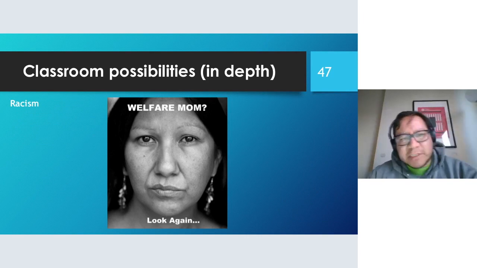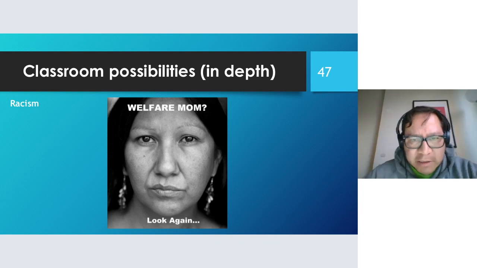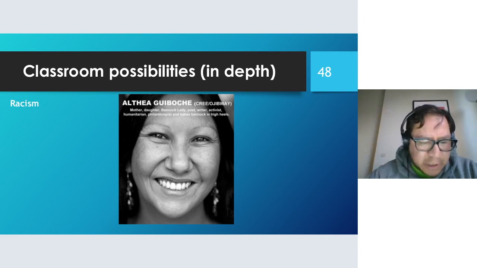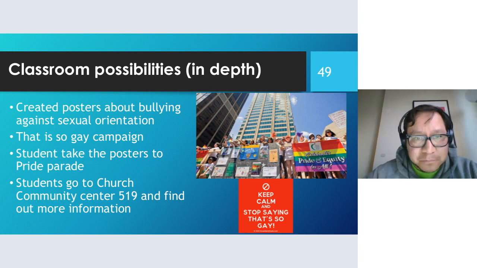Another classroom possibility, we start digging a little bit to talk about racism, for example. So you have this photograph and then we ask questions to students, is this a welfare mom? Who is this kind of mom? And start discussions and show them the other photograph. Well, this person is a mother, a daughter, an activist, a writer, but is also an indigenous person in Canada. And start digging into why it is that we have come up with those stereotypes? What are our perceptions and what are our biases?